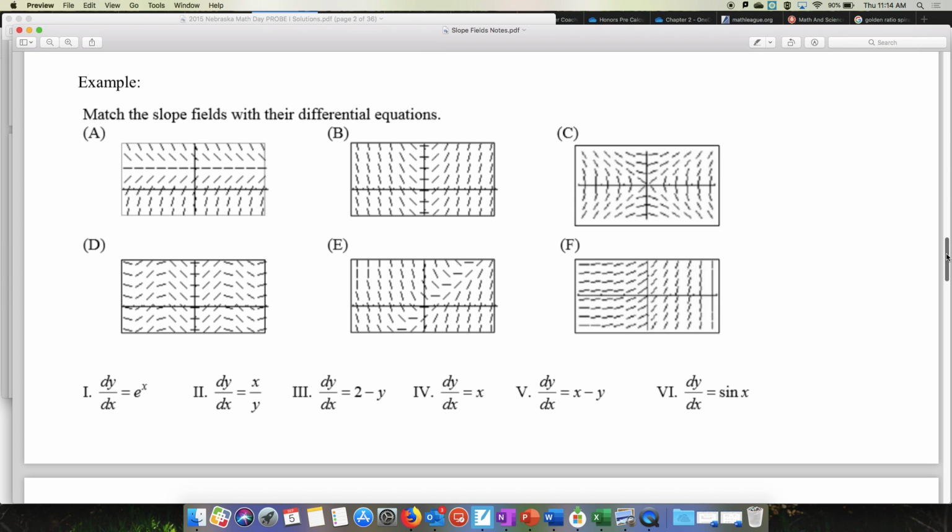This one will be 6. We can just get rid of that one. How do you know that? Well, because the derivative of sine is a cosine, so it's always going to be a squiggly line. Sine, cosine. Squiggly lines. It's going to be an oscillation, so line 6 is going to be that.